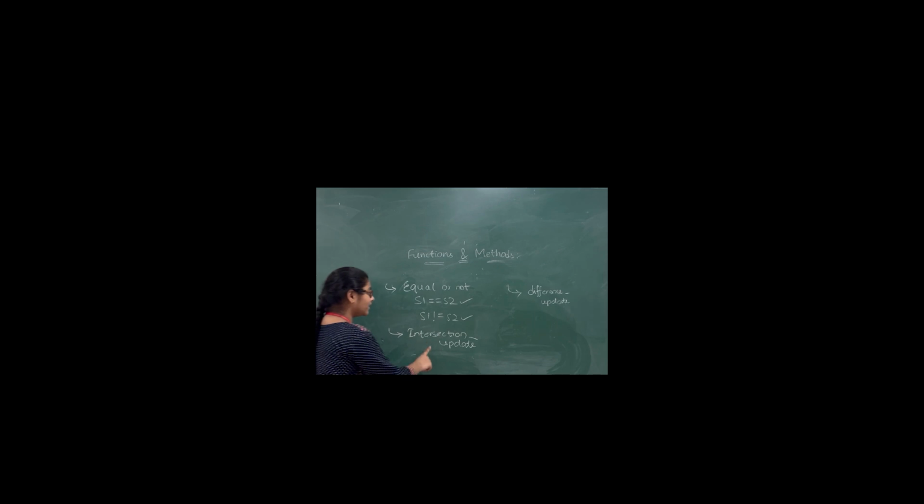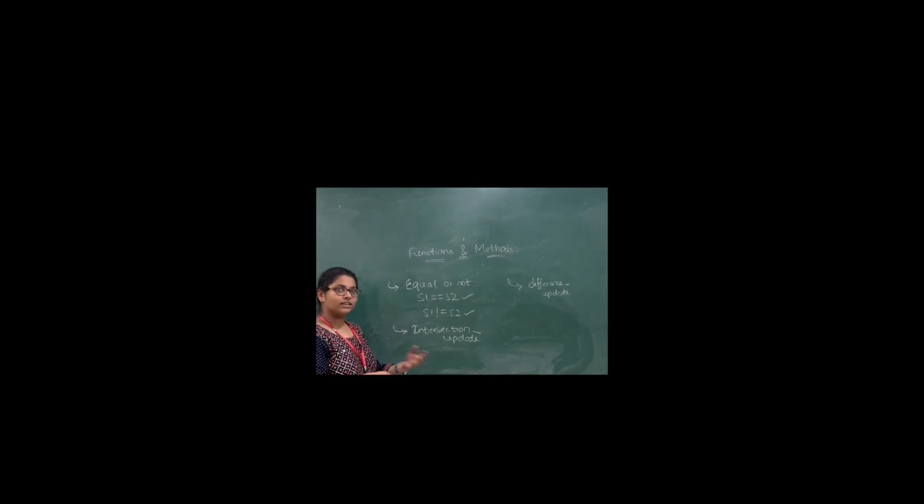And then intersection update. It will return a set after removing the non-intersecting elements and return the updated one. The syntax is like S1 dot intersection update of S2.